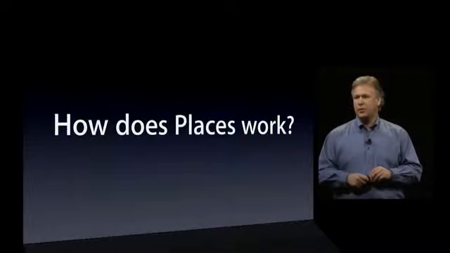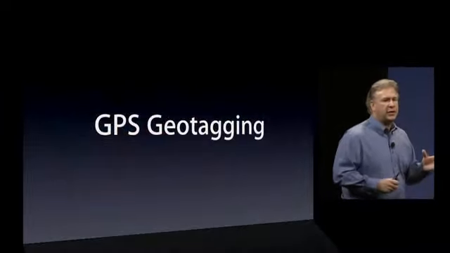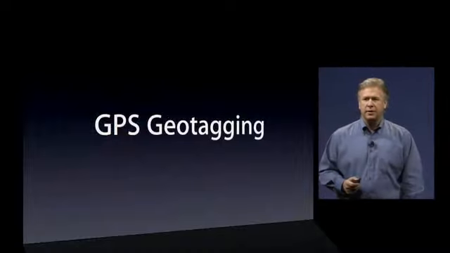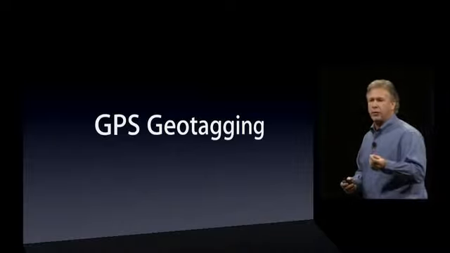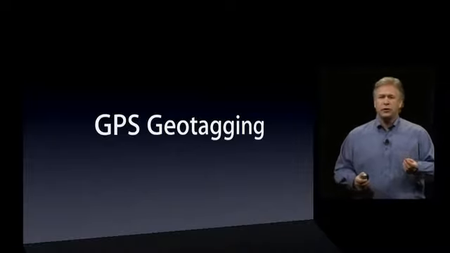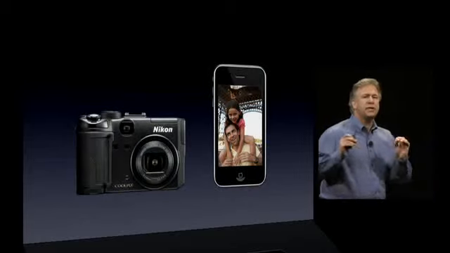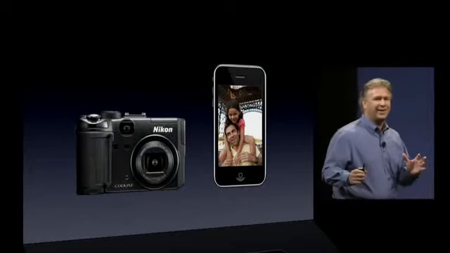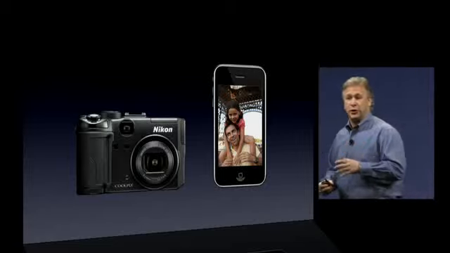How does Places work? Places uses a technology called GPS geotagging. Well, GPS chips we're finding in more and more things. In fact, they're starting to make their way into cameras. So new cameras like this Nikon Coolpix and the most advanced cell phone on the market, hopefully many of you have one, it's the iPhone, it also has a GPS chip in it.